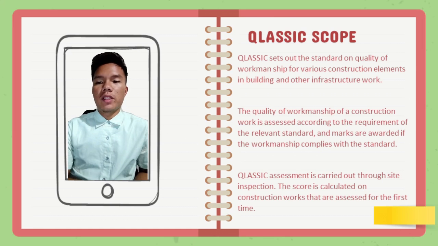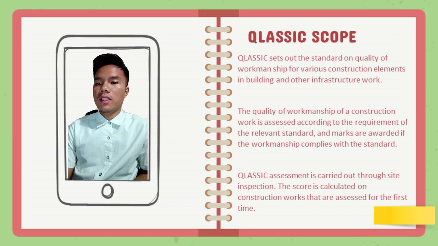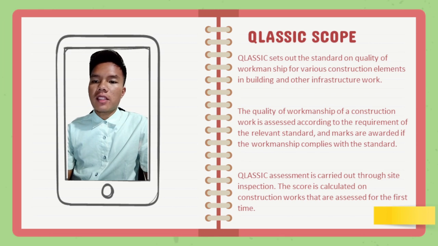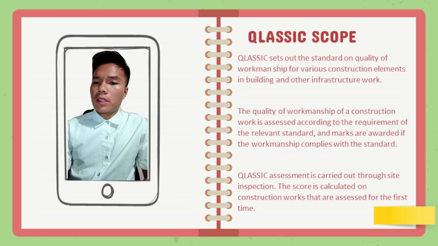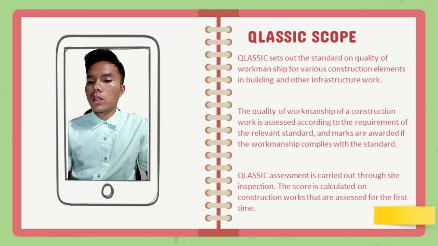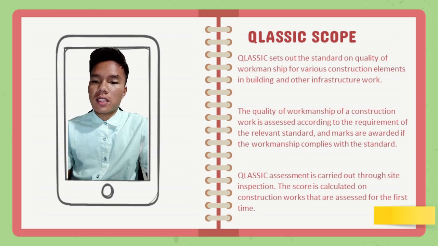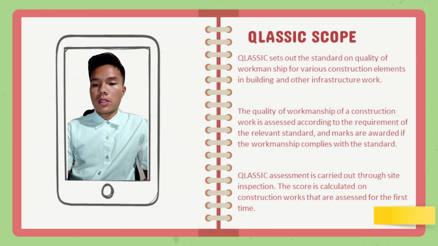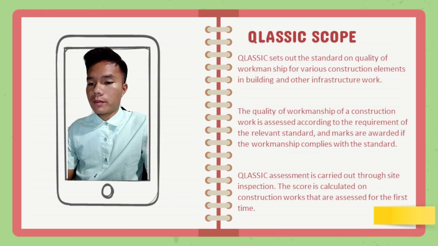Okay, let's proceed to the QLASSIC scope. QLASSIC sets out the standards on quality of workmanship for various construction elements in buildings and other infrastructure work. The quality of workmanship of construction work is assessed according to the requirements of the relevant standards, and marks are awarded if the workmanship complies with the standards. These marks are then summed up to calculate the QLASSIC score in percent for a construction project.